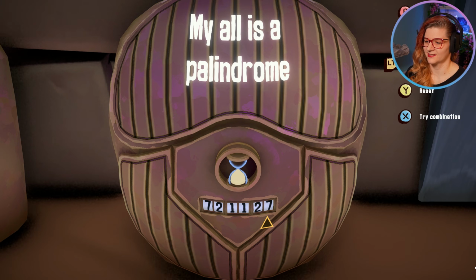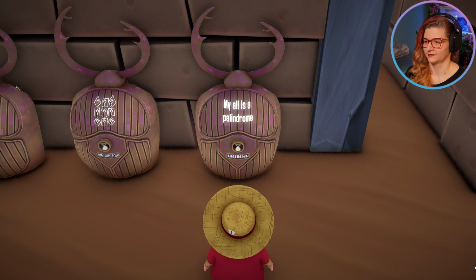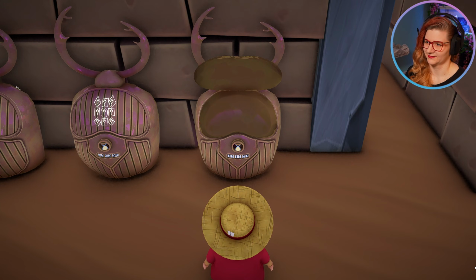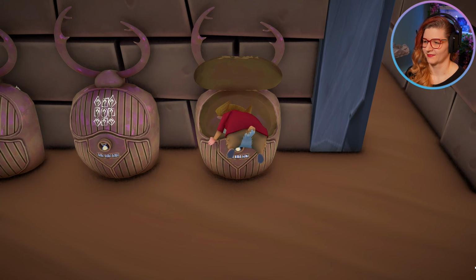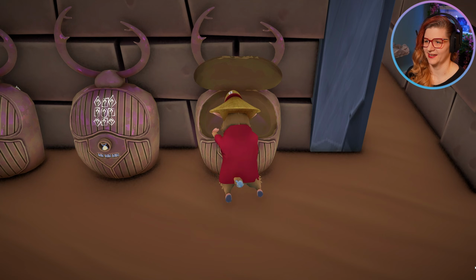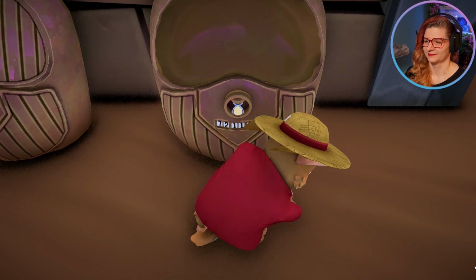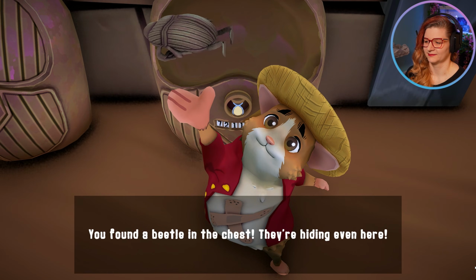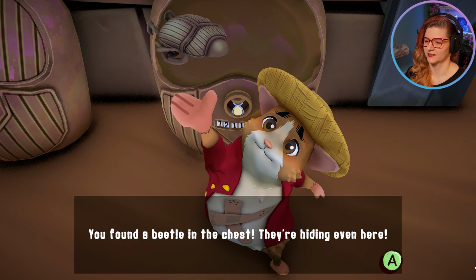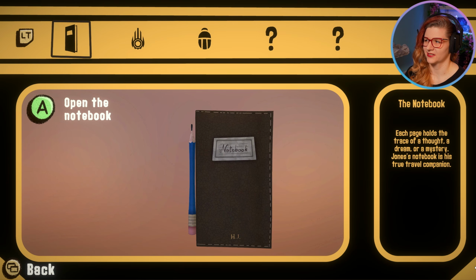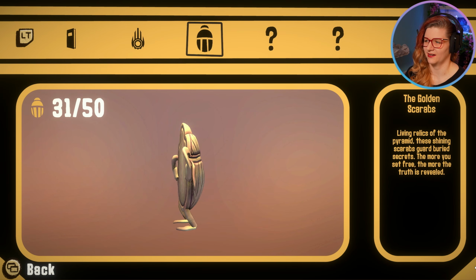Okay, let's try this combination. Yay! Okay, what do we get? You found a beetle in the chest. They're hiding even here. Okay, so is that just an extra scarab?